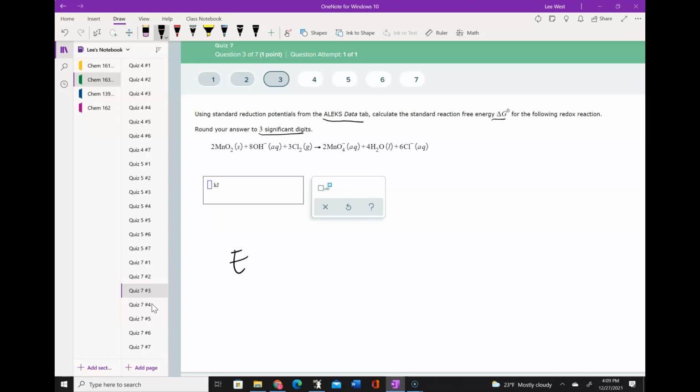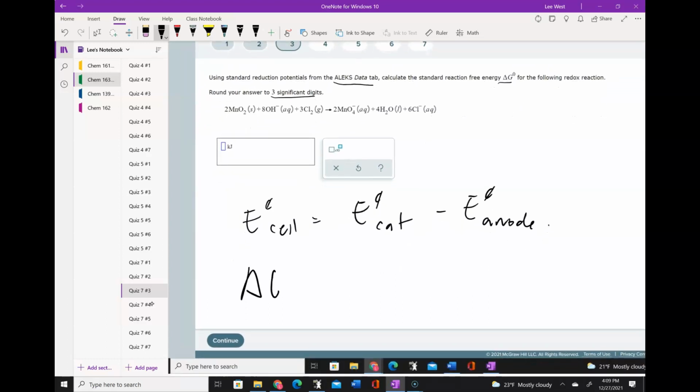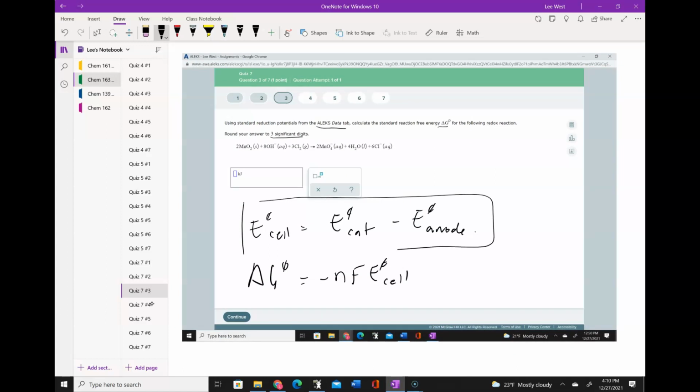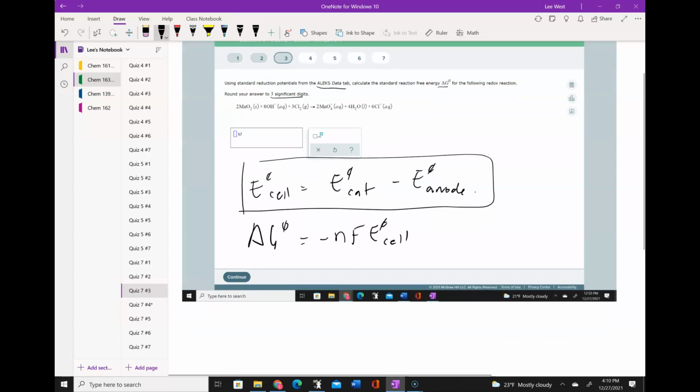So the first thing to remember is that the cell potential is equal to E naught cathode minus E naught anode. And then to get delta G, we're going to use our little formula, delta G equals minus nFE naught for the cell potential. So it's going to be a two-step process, right? In order to do this, we need to find the standard reduction potential for our cathode reaction and then subtract from that the standard reduction potential for our anode reaction.